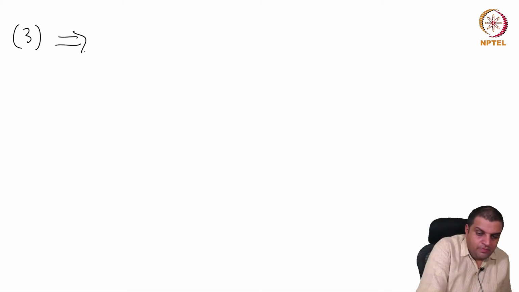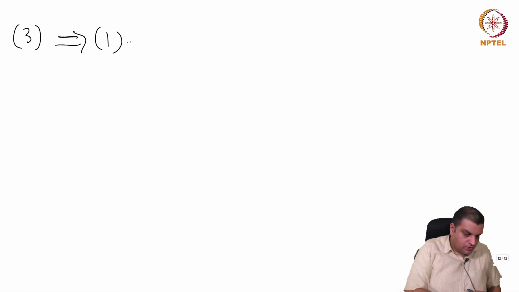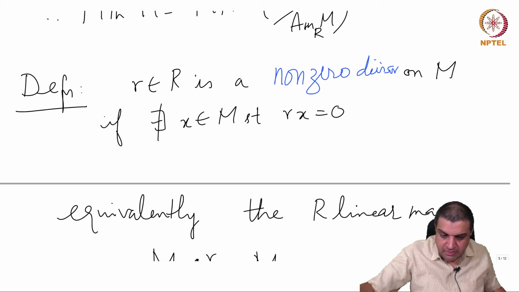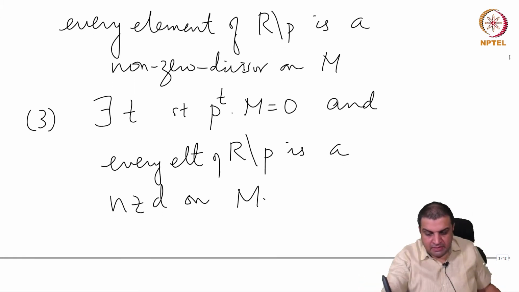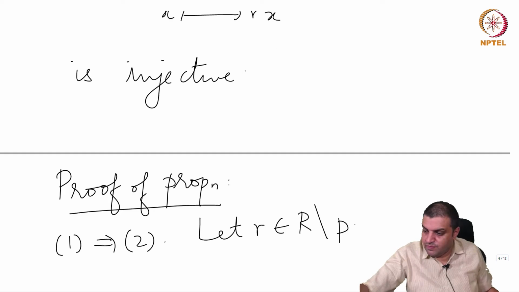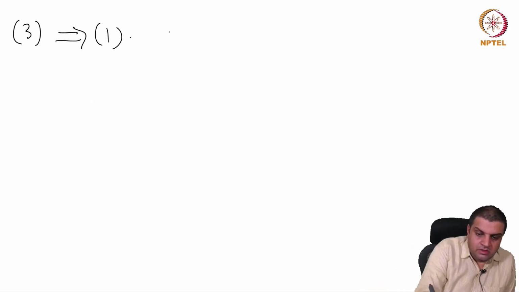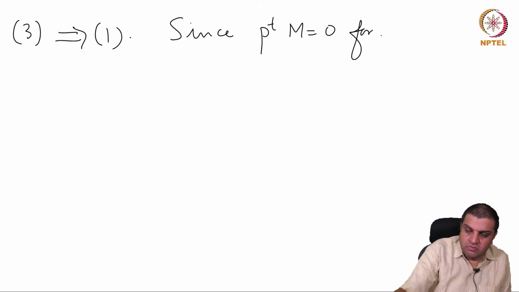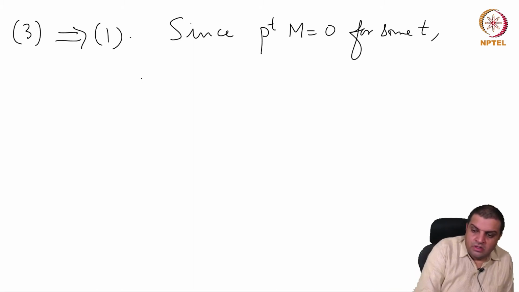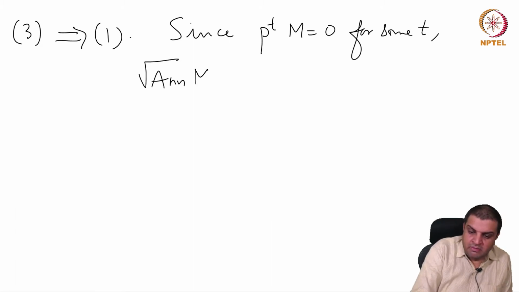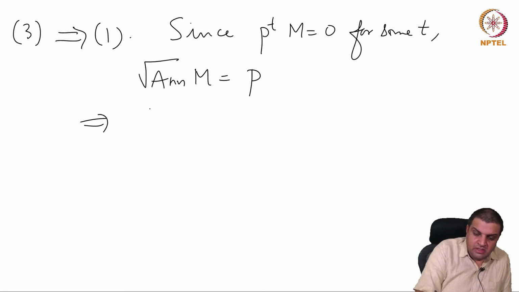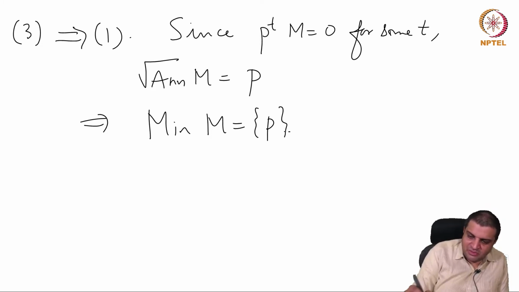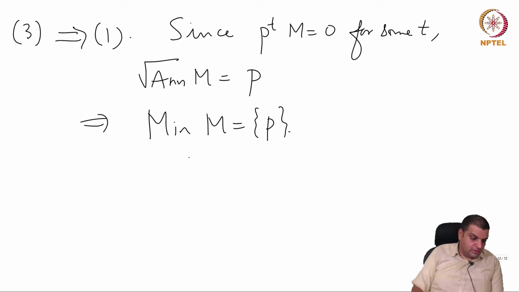Three implies 1. Okay, so 3 says that some power of P annihilates M, and every element of this is a non-zero divisor on M. So since P to the T annihilates M for some T, the radical of the annihilator of M is P. In other words, the minimal prime of M is the singleton set P. And sorry, I still would have to use the fact that there are no other associated primes.